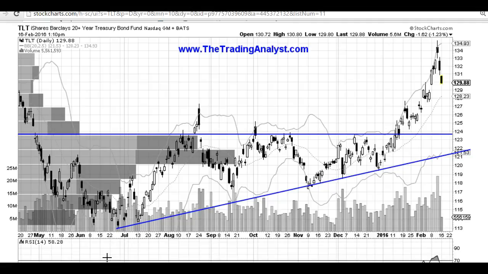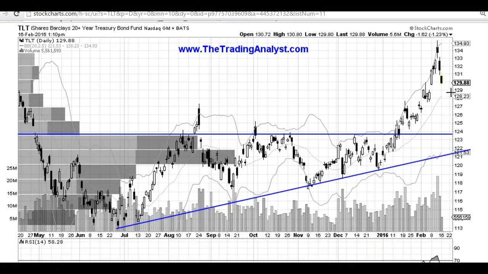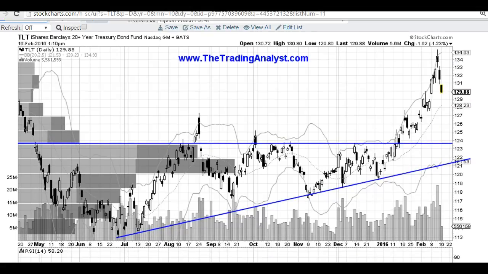I like TLT in the long run. I continue to like it long. It hit our target of 135, and after I go over the daily time frame, I'm going to show you the weekly chart to give you a better picture of what's going on.